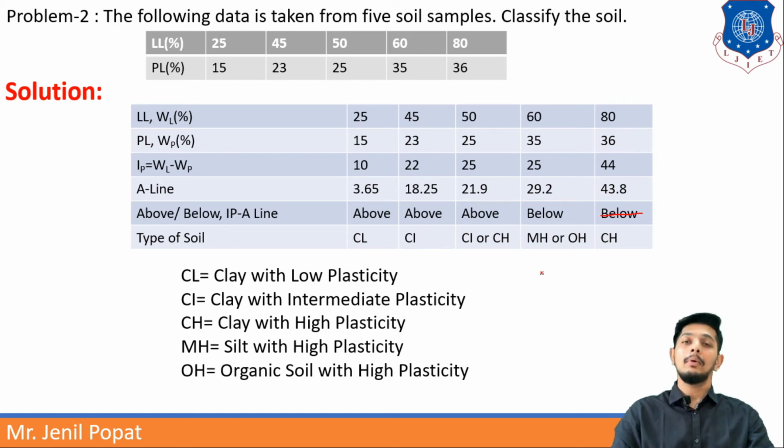If you do not remember the full forms of them: CL is clay with low plasticity, CI is clay with intermediate plasticity, CH is clay with high plasticity, MH is silt with high plasticity, and OH is organic soil with high plasticity. So that's it for problem 2. Let us move to the next problem.